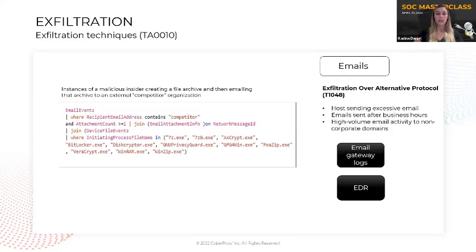Actually, this query is combined from two different internal queries. One of them is looking for creating archived files, which I mentioned before, archived files such as RAR or 7-zip. And the other query is looking for emails that are sent outside the corporate domain. And by combining these two queries, we can suspect exfiltration.